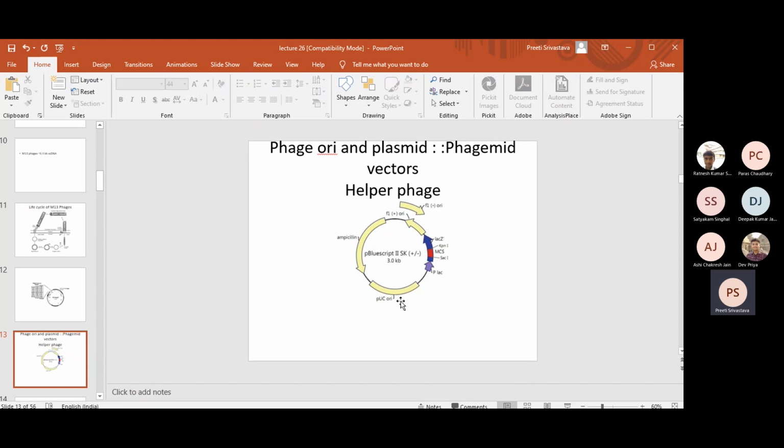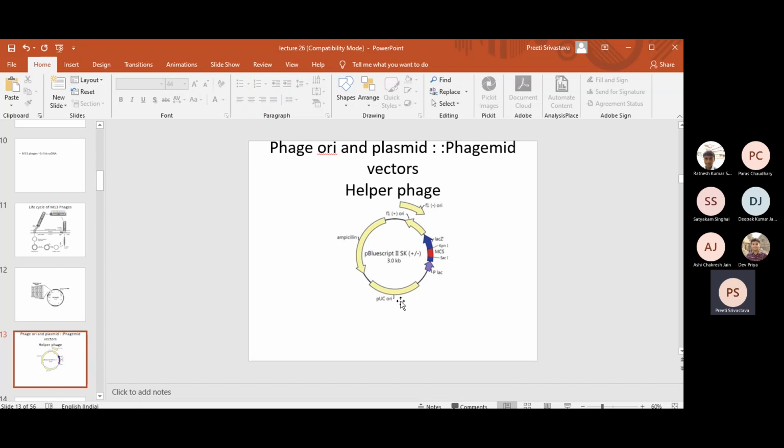So listen to me carefully. The idea is that when we want to do sequencing, you need single stranded DNA. In the earlier days, instead of using PCR or methods for denaturation of the double stranded DNA, people used these M13 based vectors, either phagemid vectors or M13 based phage vectors, and they prepared single stranded DNA by simply isolating the DNA from the M13 phage.